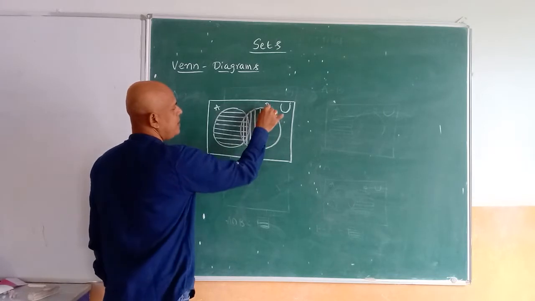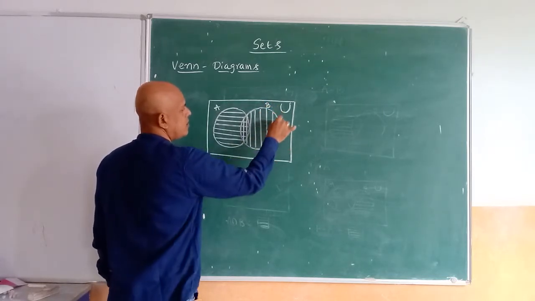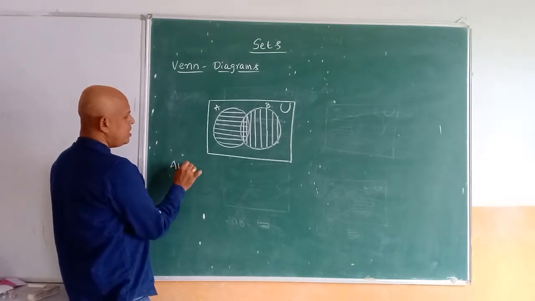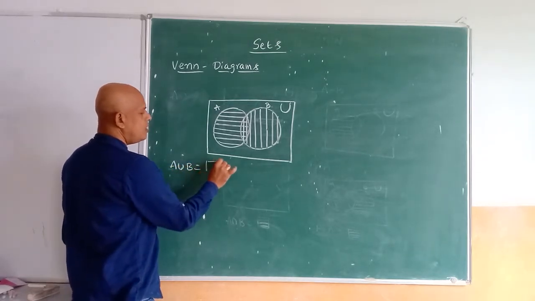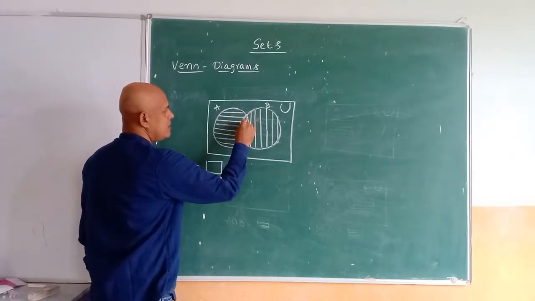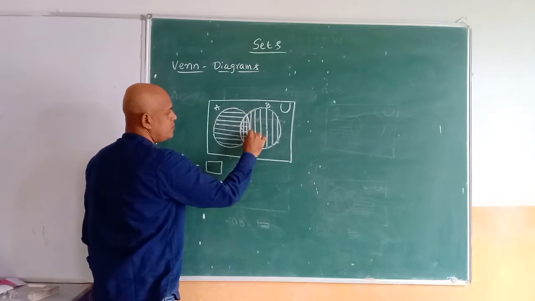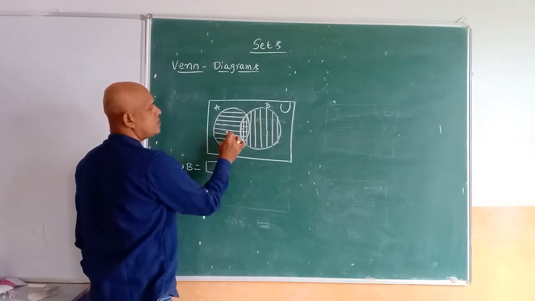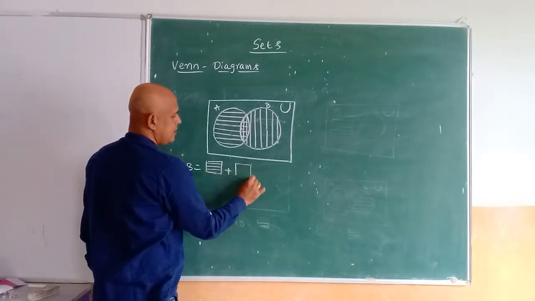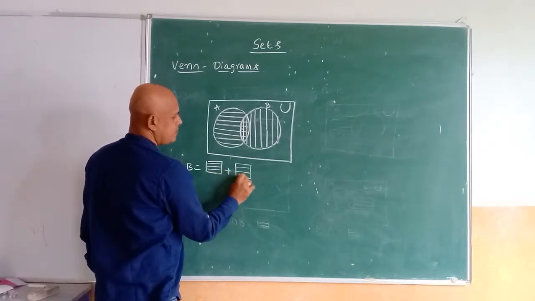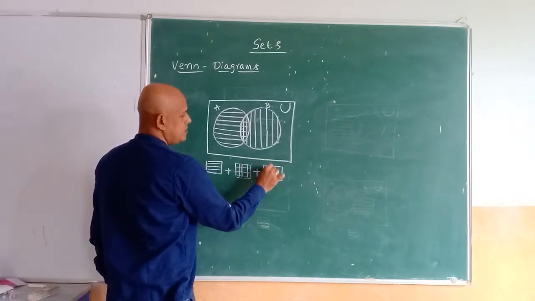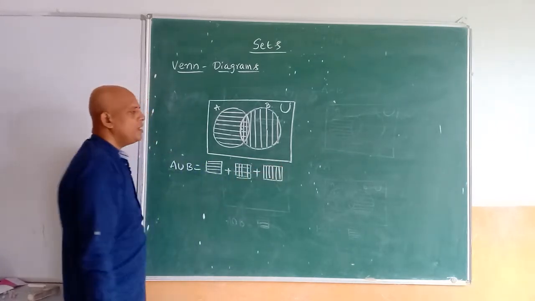This is all set B. So now, in this, A union B is... there are three parts here. This is one more part: first, second, third. So three parts are there: the horizontal part, plus this chest part, plus the vertical part. This is another way to represent A union B.